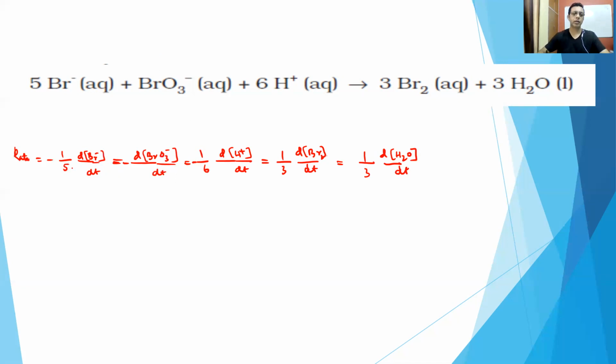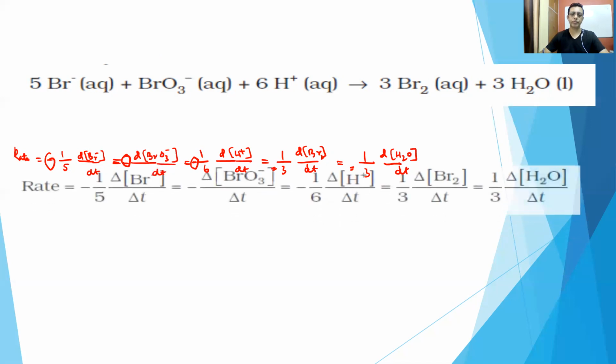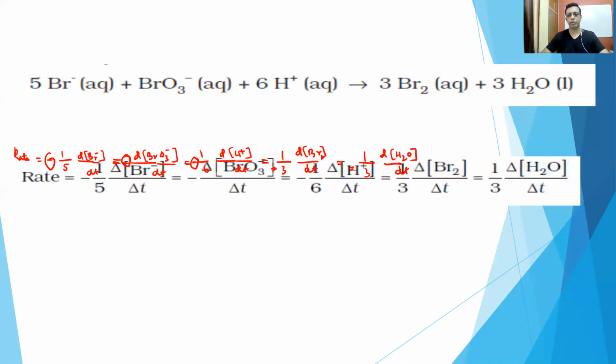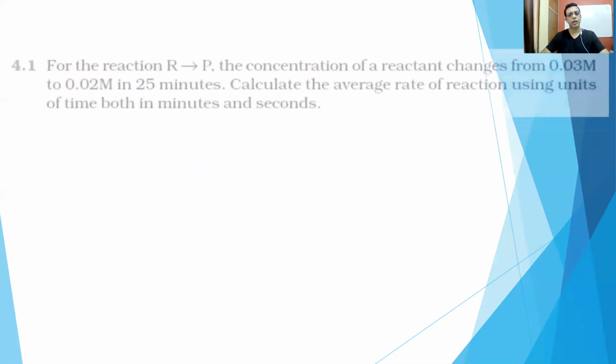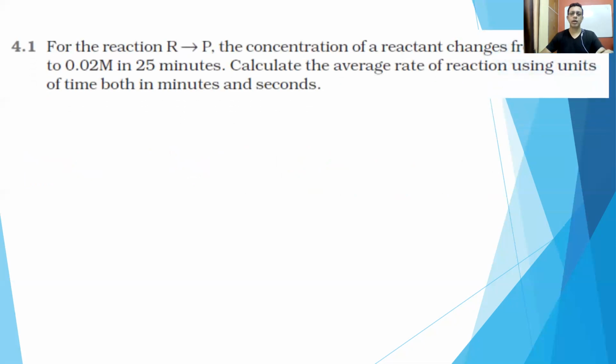So for the reactants, the negative signs are there, and for the products, the negative signs are not there. So this is how the rate of a chemical reaction can be expressed. So this is the answer which is already given to you. Then we'll discuss two questions which are given in the textbook.